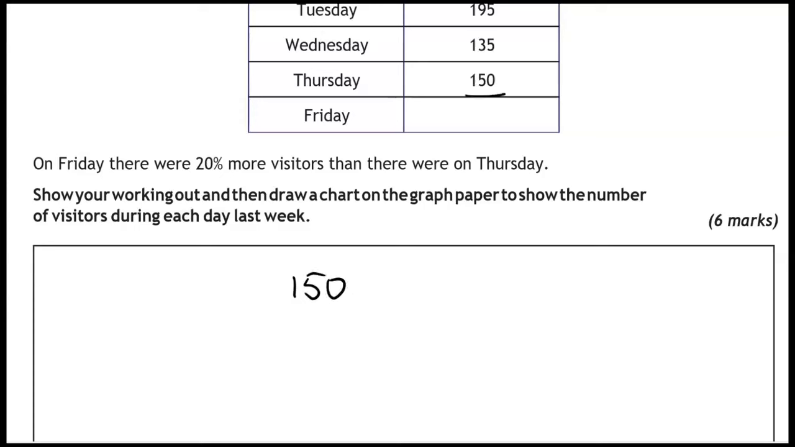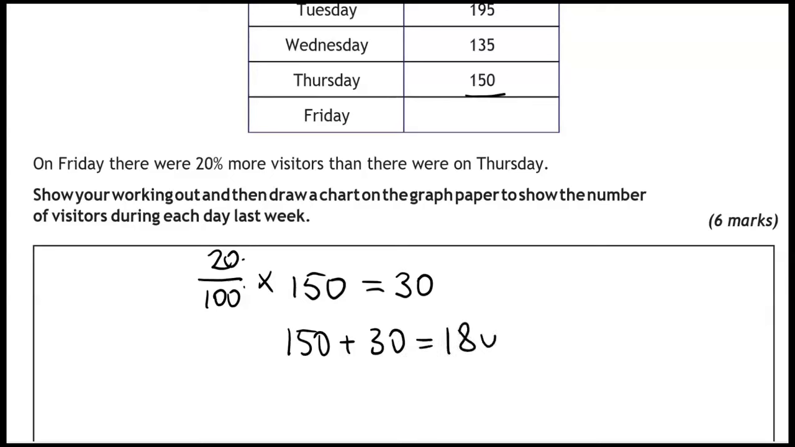So 150 on Thursday, and 20% we can just work out by dividing by 5 or going 20 over 100 times 150, or getting the 10%, which is 15, and adding another 15. There are many different methods. And by just plugging this into the calculator, so 20 divided by 100 times 150 is going to give us 30. So we can add that to the 150 because it's 20% more. So 150 add 30 gives us 180.